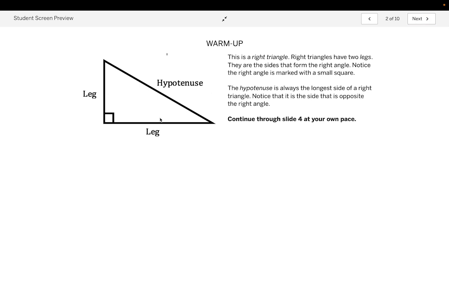So this is an example of a right triangle. A right triangle always has one right angle, and then they have two legs. Those are the sides that help create the right angle. And then it has a hypotenuse, and that's always the longest side, and it's the side that's across from the right angle. Sometimes it's hard to tell what the longest side is, so it's important to know that the hypotenuse is always across or opposite of the right angle. And then the legs, like I said, help create the right angle. Those are the two shorter sides.